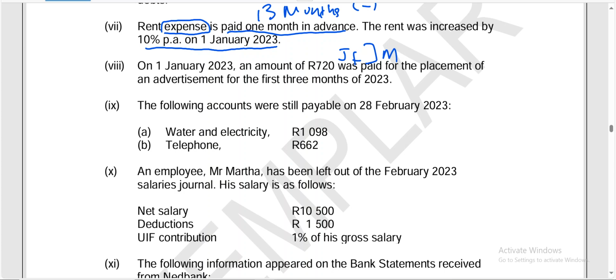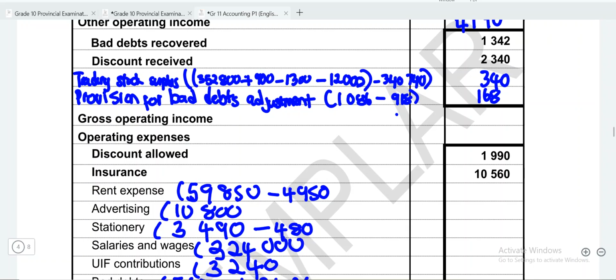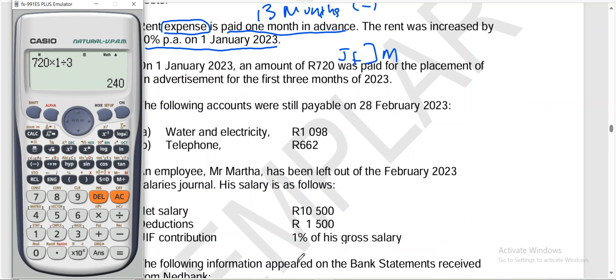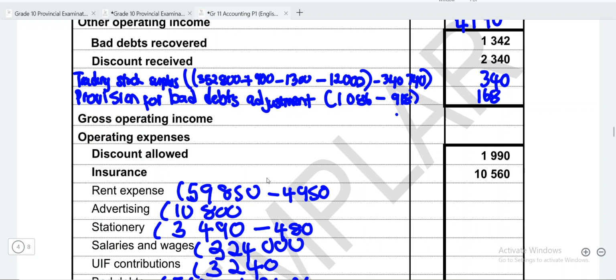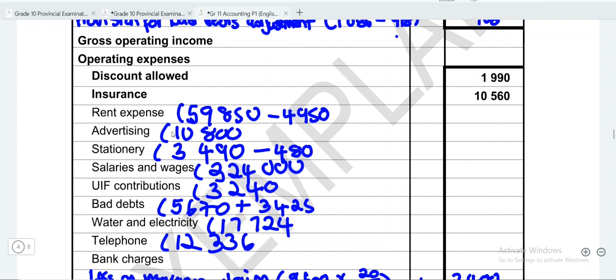So what we can do, we can just say 720 multiplied by 1 divided by 3. It will give us the prepaid amount. The prepaid amount, according to this, is 240. So that 240 must be subtracted in our answer book. So on that advertising, I'm going to say subtract 240.